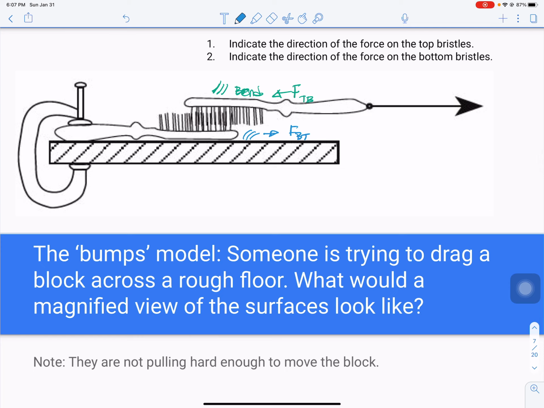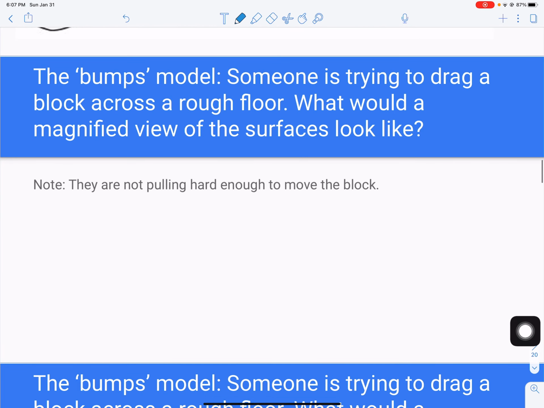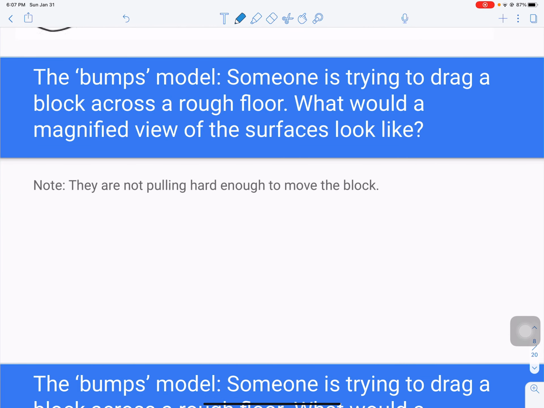So we're going to equate this to friction. That's like our anchor model for friction. And we're going to introduce something called the bumps model. Someone's trying to drag a block across a rough floor, and we want to know what a magnified view of the surfaces would look like. They're not pulling hard enough to move the block. So I want you to discuss with your group mates what a magnified view of the surfaces would look like.